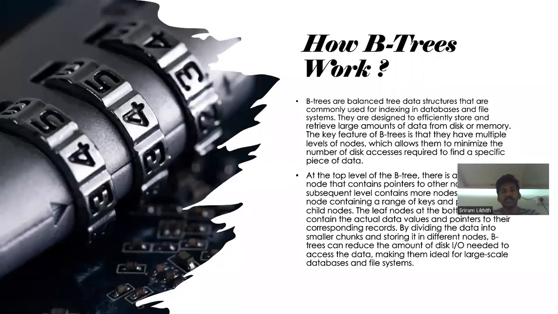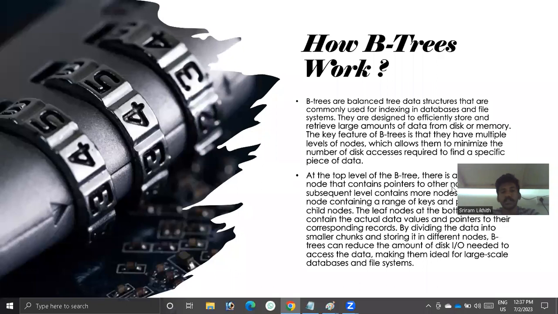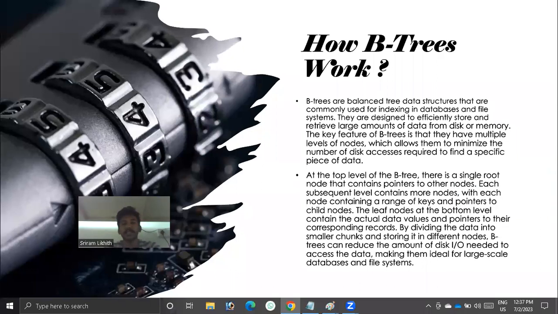We go to the next content, how a B-tree works in a theoretical manner. B-trees are balanced tree data structures that are commonly used for indexing in databases and file systems. They are designed to efficiently store and retrieve large amounts of data from disk or memory. The key feature of B-trees is that they have multiple levels of nodes, which allows them to minimize the number of disk accesses required to find a specific piece of data.